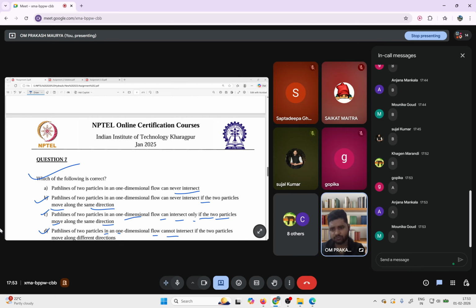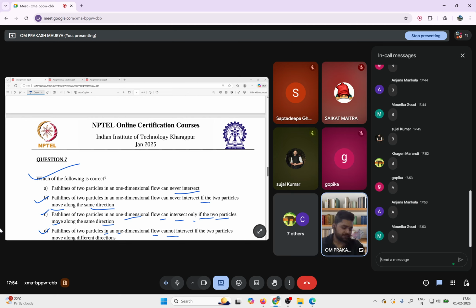Option A: Path lines of two particles in one dimensional flow can never intersect. This is the path line. We are not talking about the streamline here. Remember, please don't confuse. Option B: path lines of two particles in one dimensional flow can never intersect if two particles move along the same direction. So these two options I have got from your side.